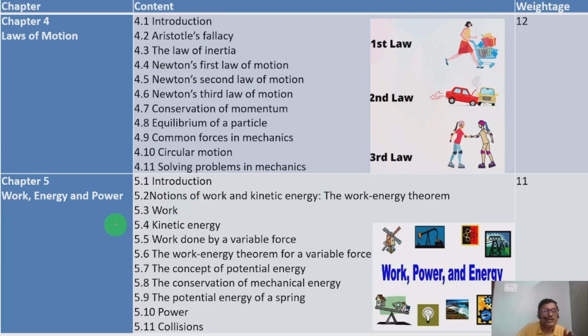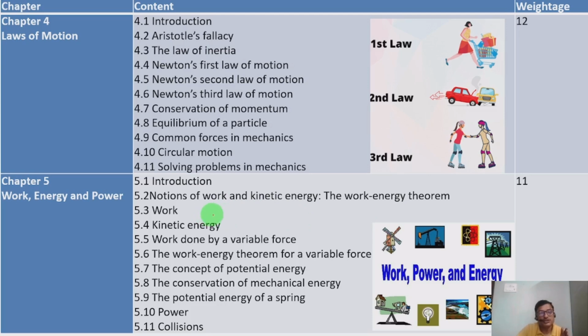Chapter 5, work, energy and power. Work is a form of energy, which is used when doing any work, and energy may be either heat or work. Then power is the rate of doing work. All three we are going to discuss here. 5.1, introduction, and 5.2, notions of work and kinetic energy. The work energy theorem.